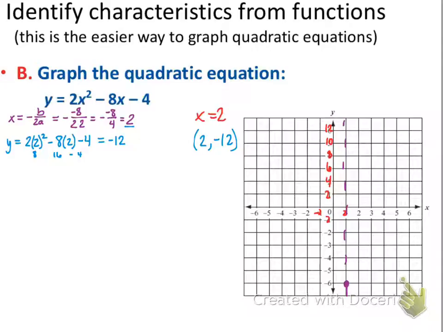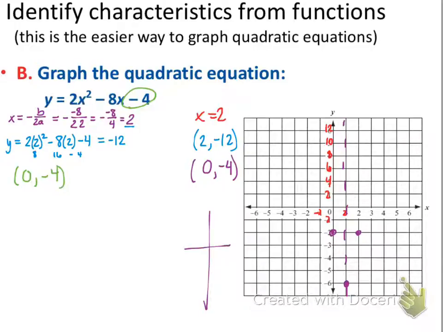Okay, so now that we have our vertex, the next step is to find our y-intercept. And the y-intercept is always 0, comma, c. So that's going to be at 0, negative 4, which is right here. And remember, we need to cross that across the axis of symmetry. It's 2 spaces away on yours, 1 space away on mine. Alright, now we need a third point. So we've got 0, negative 4.